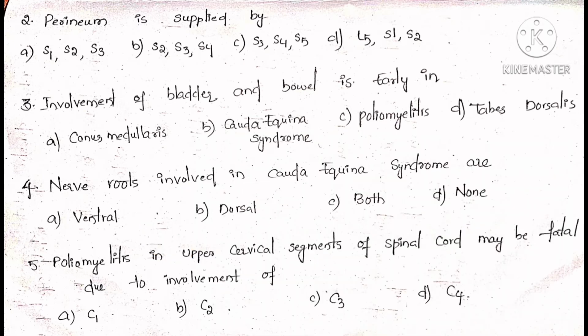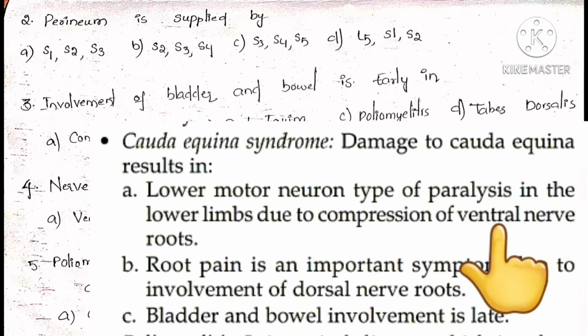Next question, nerve roots involved in Cauda equina syndrome are? Coming to the answer, option C is the correct answer. Both ventral and dorsal nerve roots are involved in Cauda equina syndrome. Coming to the explanation, ventral root compression results in the lower motor neuron type of paralysis in lower limbs and involvement of dorsal nerve roots results in the root pain.